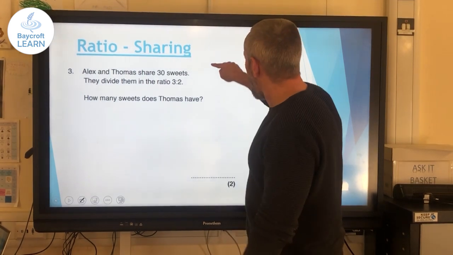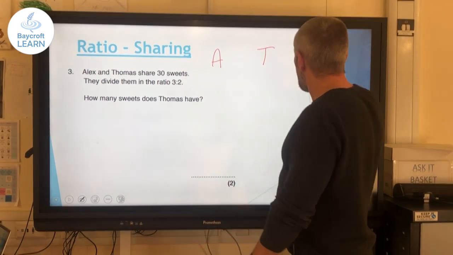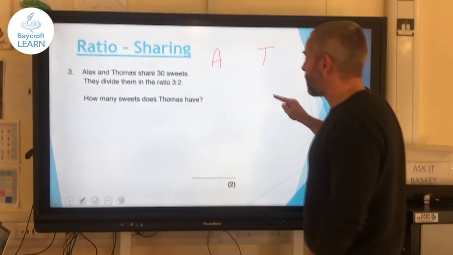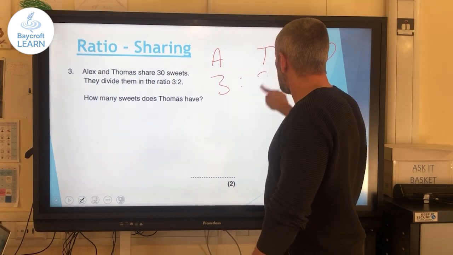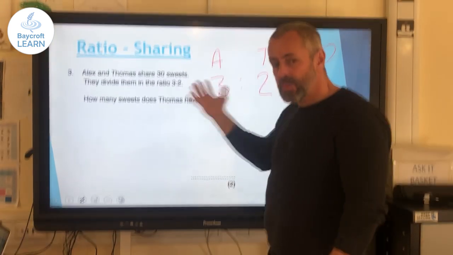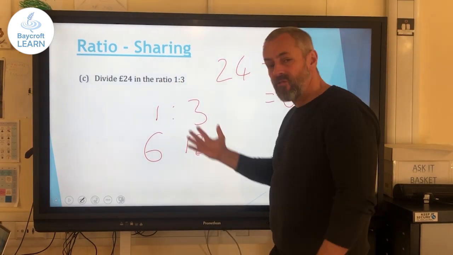We've got Alex and Thomas. They're going to share out 30 sweets. Apologies if you can't see this, hopefully you can. And they're going to divide them in a ratio of 3 to 2. It's already, just by writing out our important information, starting to look like what we're really familiar with.